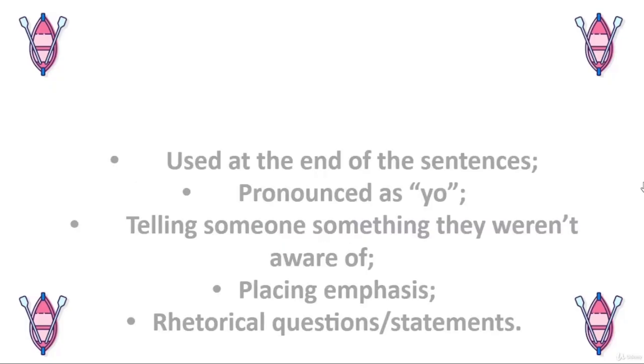This is used at the end of the sentences. It's pronounced as yo, and you use it when you're telling someone something that they weren't aware of. So you're placing emphasis on the information. You can also use it for rhetorical questions or statements, but I think it will make a little bit more sense if we take a look at the examples, right?